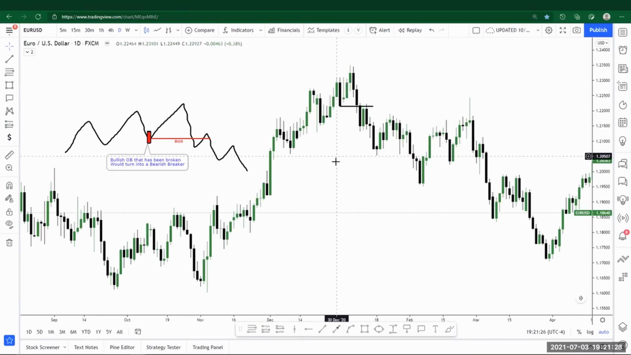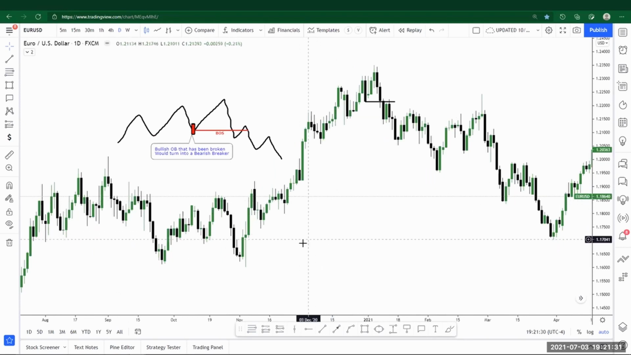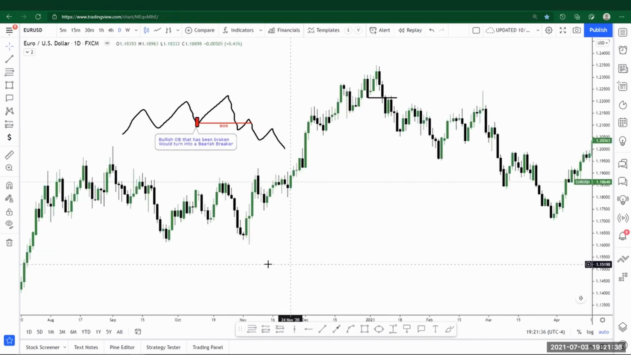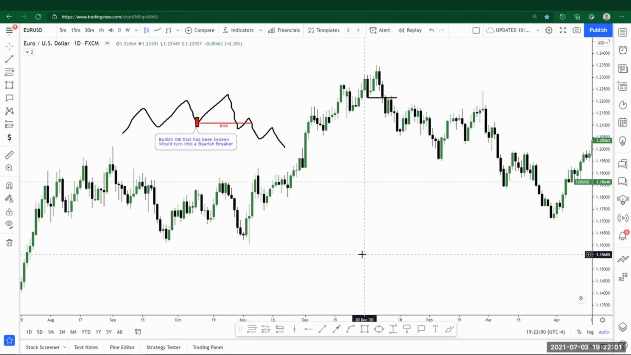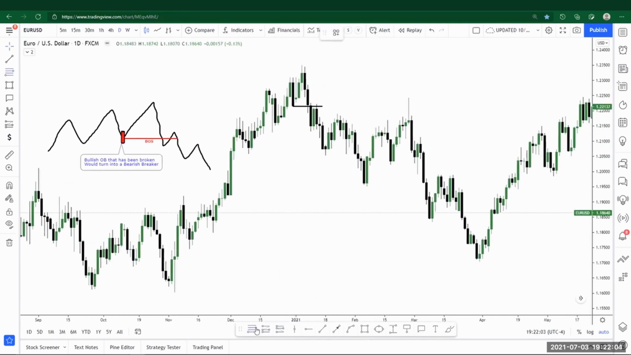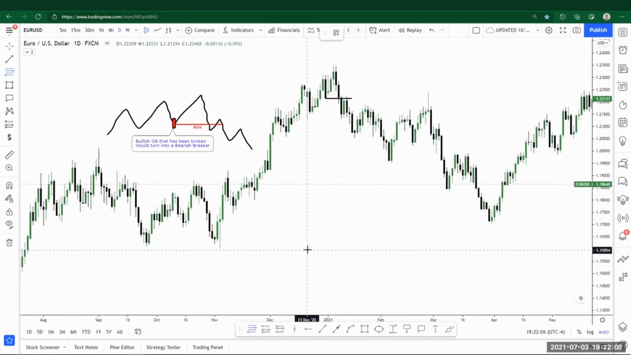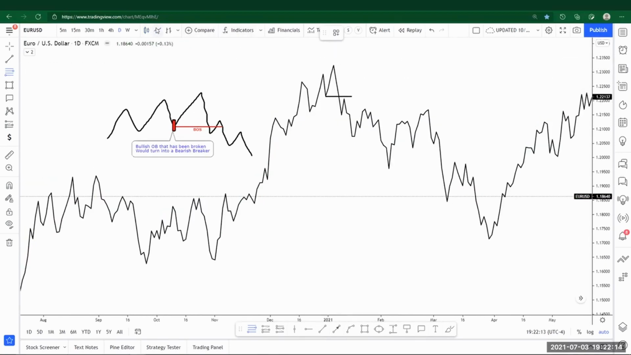Now, in a trending market, like I said before, it's always going to come in waves. It's not just going to be a straight up movement. You're going to have an expansion and a retracement, expansion and a retracement. For example, expansion, retracement, expansion, retracement. So in order to measure these expansions and retracements, let's flip back to a line chart.